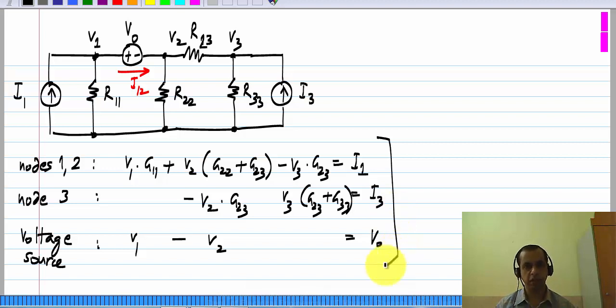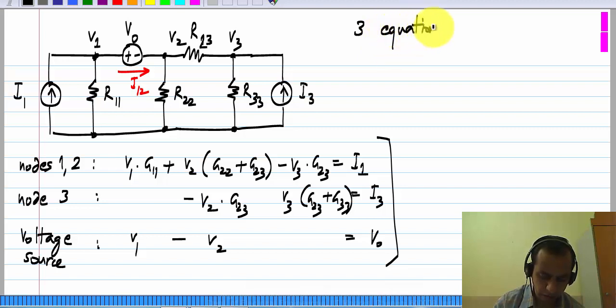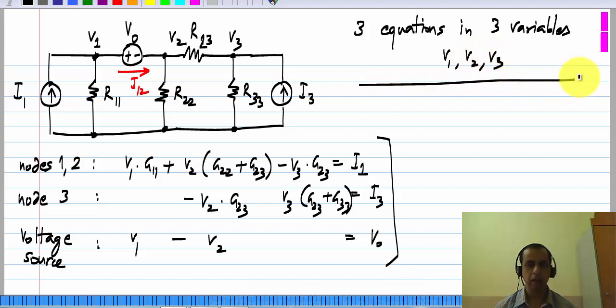We saw how to get 3 equations and 3 variables even when we have independent voltage sources in our circuit. The 3 variables are V1, V2 and V3, and I can solve for these 3 variables. Okay. Now this is fine. We took the equation for node 1 with an unknown current I12, and the equation for node 2 also has the same unknown current I12 but with opposite sign. We combined these two and eliminated that variable.